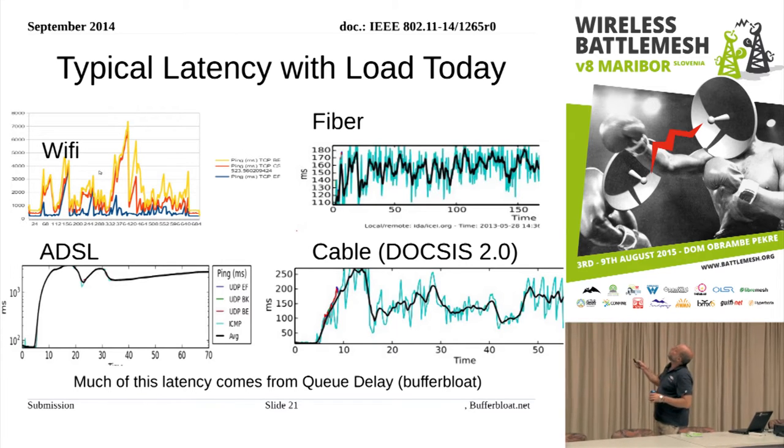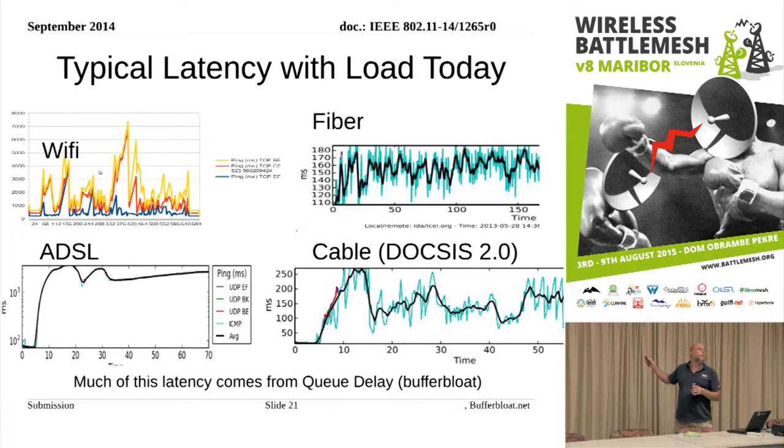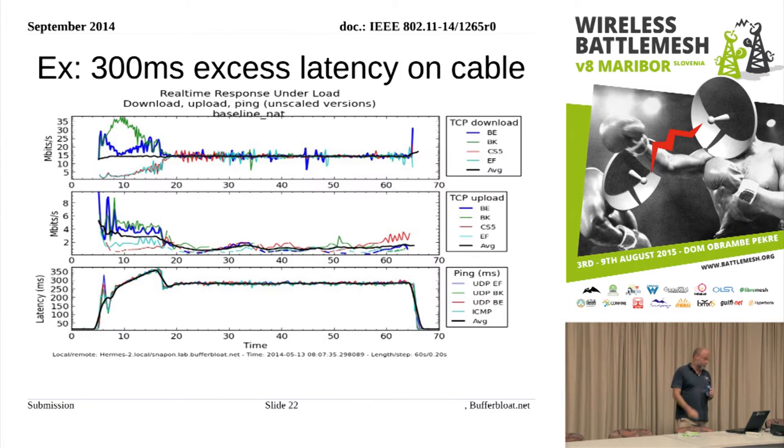So here are some measurements that we'd taken before we started applying this algorithm to everything. Wi-Fi, in a typical conference environment, was peaking at things like 6 seconds. DSL, a second and a half, 2-3 seconds. Fiber, most of the fiber stuff that we've been seeing is actually pretty good. It's only got about 100 milliseconds of intrinsic delay. And DOCSIS 2 modems were exhibiting about a quarter of a second, and DOCSIS 3 modems up to 2 seconds.